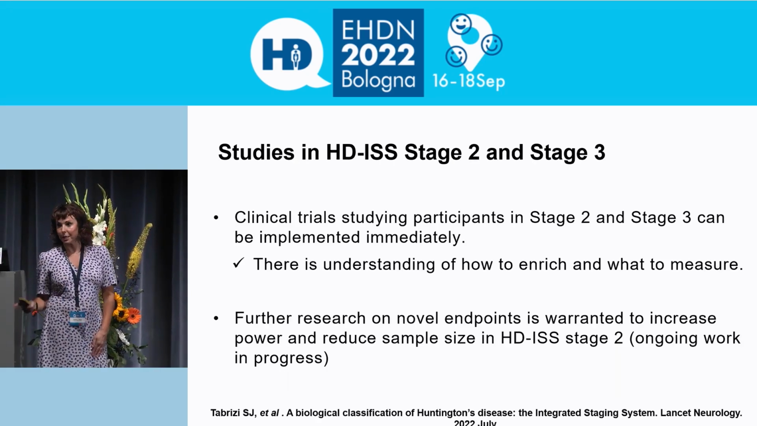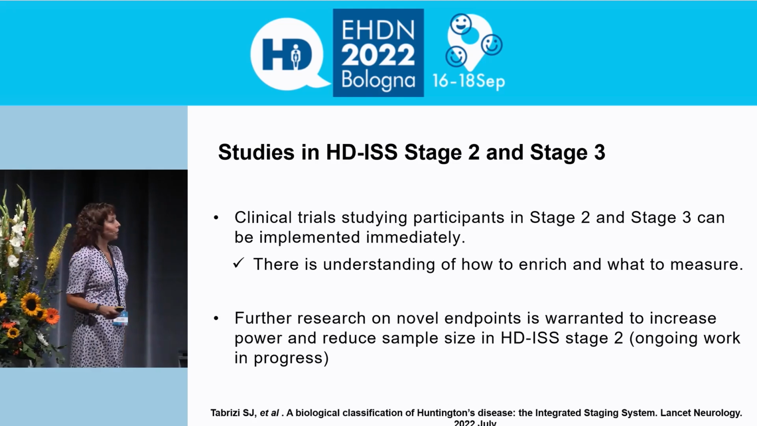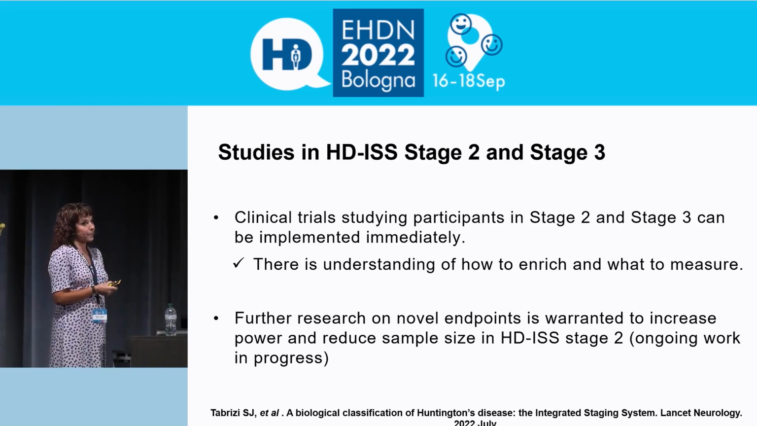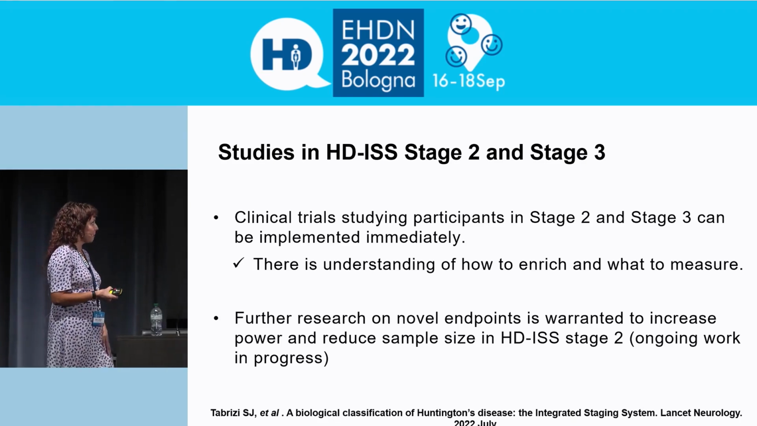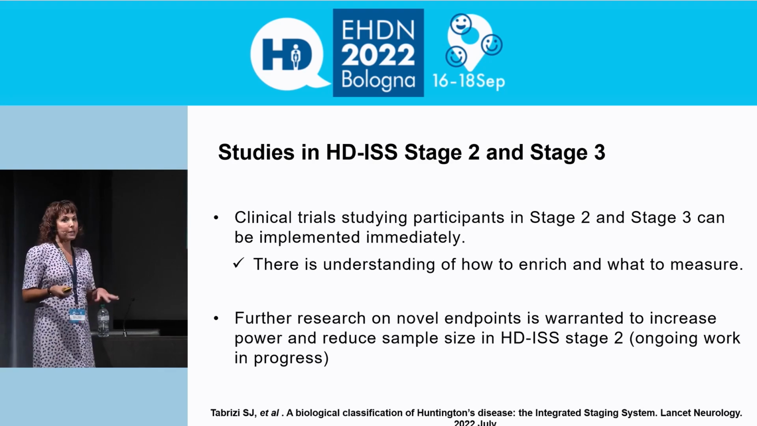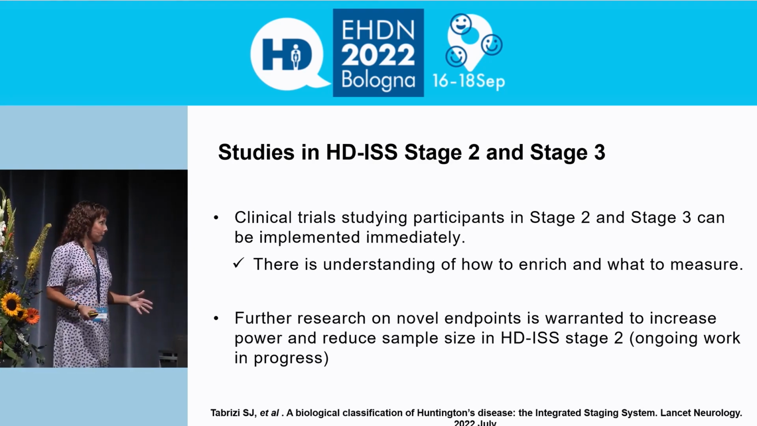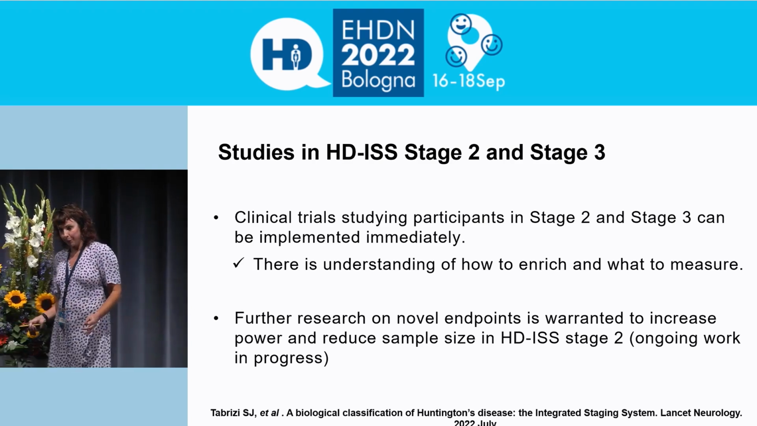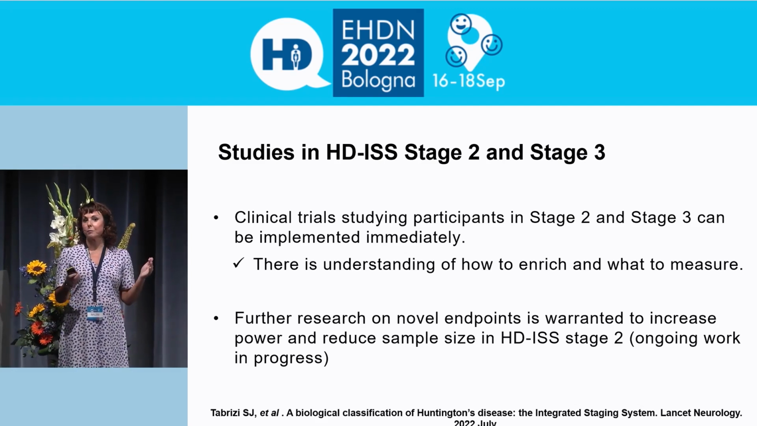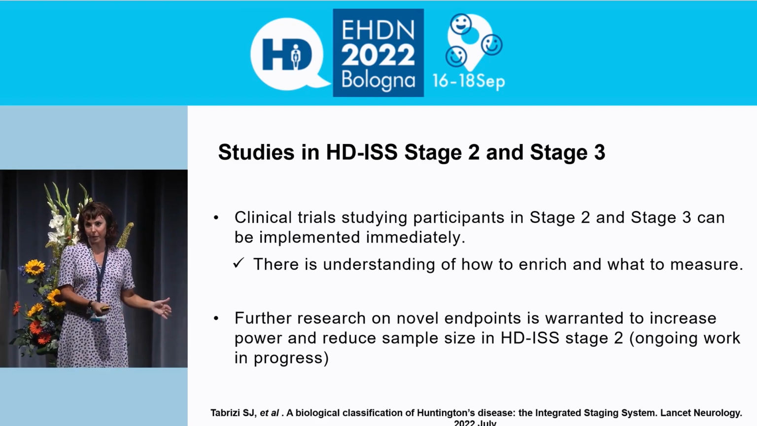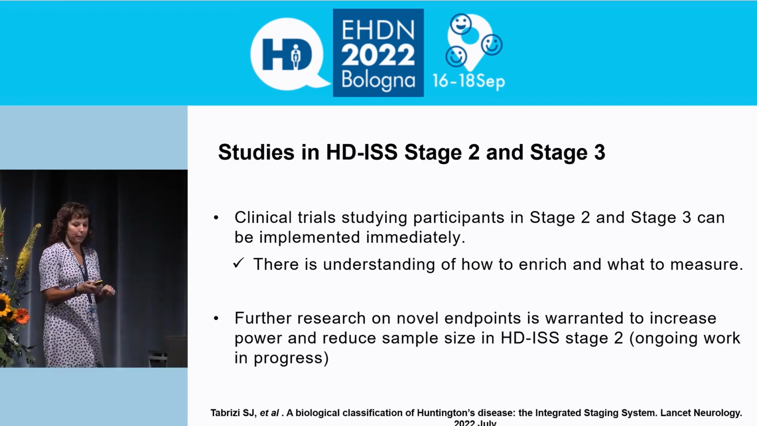So studies in HD-ISS stage 2 and stage 3 can be done now. They can be implemented immediately. We know how to enrich with the PIN and what to measure. Further work is ongoing for novel endpoints to increase power and reduce sample size in stage 2. This is work in progress, and we're working on endpoints for HD-ISS stage 2 with PIN enrichment, and it's watch this space. We've got some very interesting and exciting data in the pipeline.